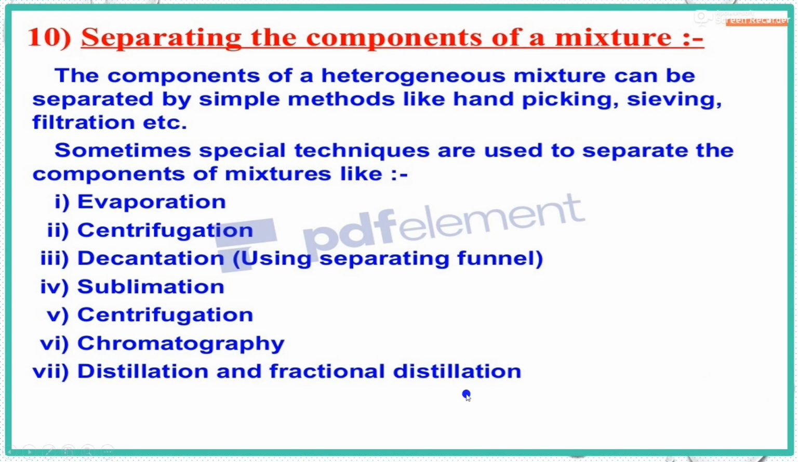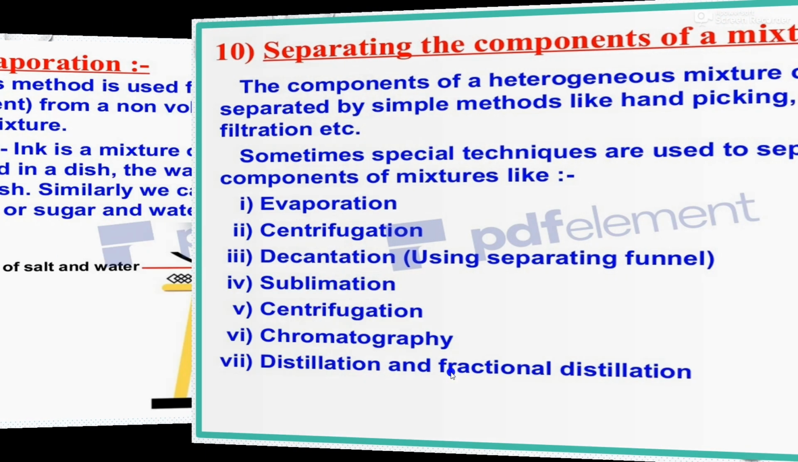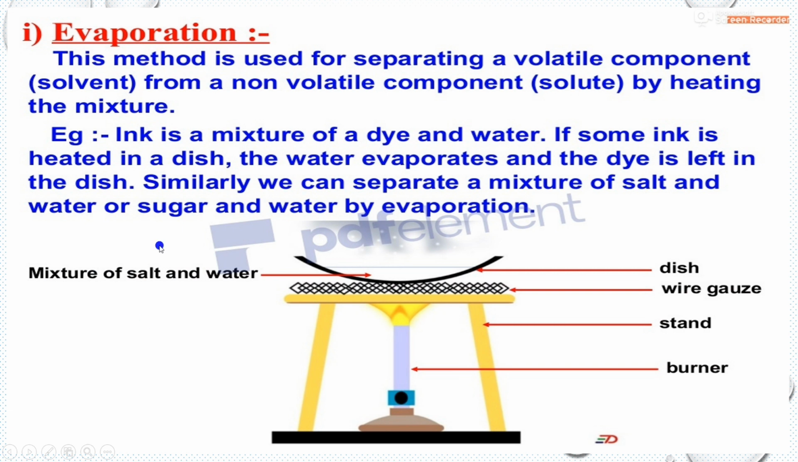Separating the components of a mixture. The components of a heterogeneous mixture can be separated by simple methods like hand picking, sieving, filtration, etc. Sometimes special techniques are used to separate the components of mixtures like evaporation, centrifugation, decantation, that means using separating funnel, sublimation, chromatography, distillation, and fractional distillation. These are the different methods, right? So first of all, we will discuss evaporation.